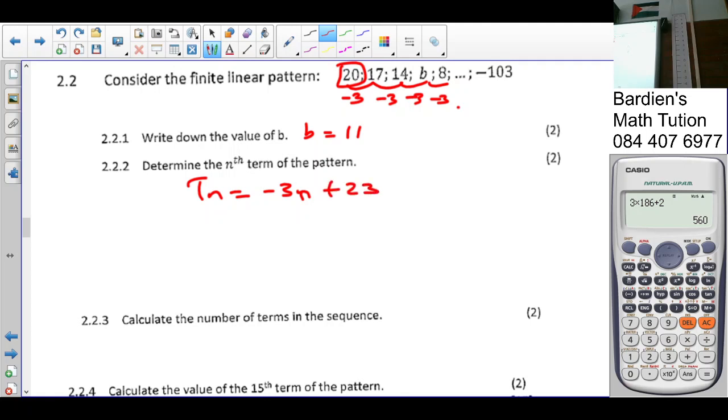Now that is term 2. 2 times negative 3 is negative 6. Negative 6 plus 23 is 17, which makes me correct. You all agree with that?